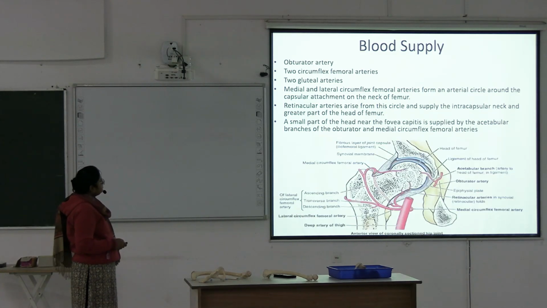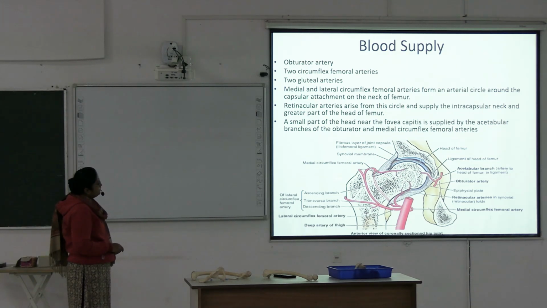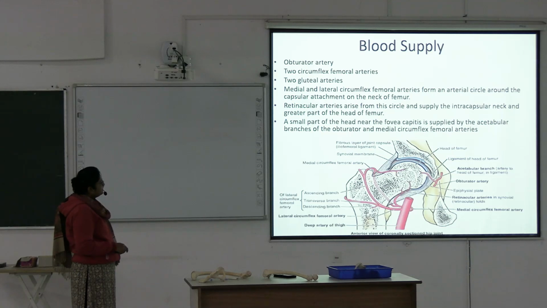Next, the anastomotic chain has been shown here. See here, this is the lateral circumflex femoral artery. Here is the medial circumflex femoral artery. They are forming an anastomotic chain around the root of the neck. And from this anastomotic chain, these are the retinacular arteries supplying the head and intracapsular part of the neck. And near the fovea capitis, it is supplied by a branch from the obturator artery.